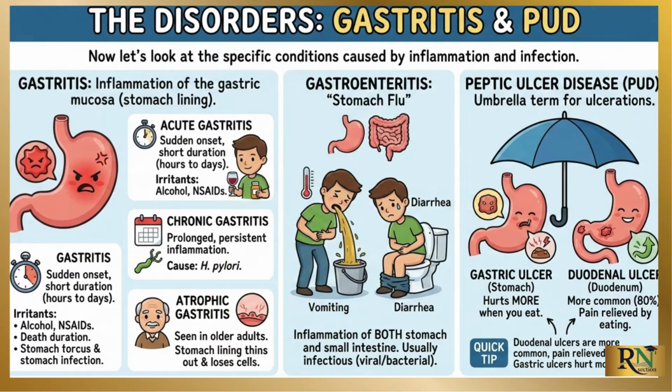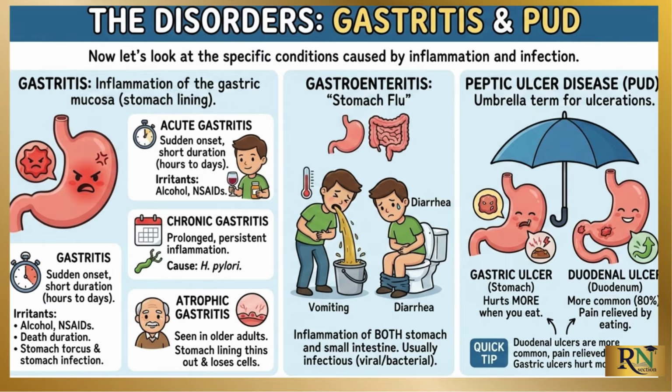Key terms by disorders. The disorders like gastritis and peptic ulcer. Now let's look at the specific condition caused by inflammation and infection. Gastritis, simply put, is inflammation of the gastric mucosa, the stomach lining. So gastritis is inflammation of the stomach lining. Gastro is stomach, itis is inflammation.